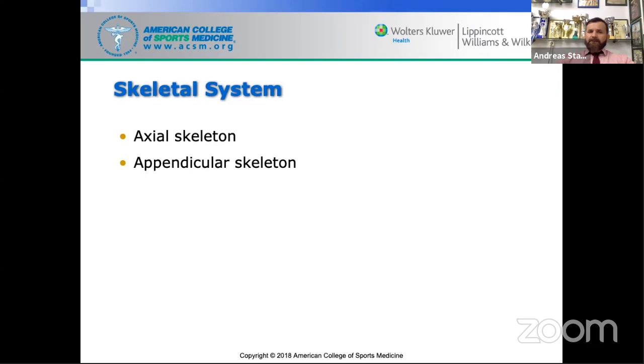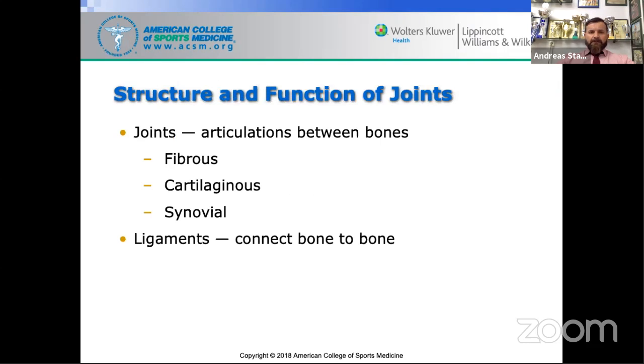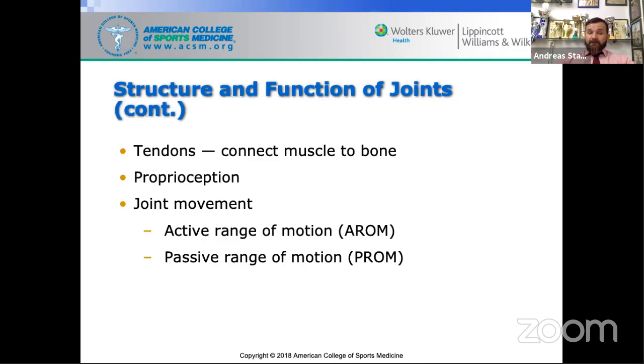The skeletal system, we have already covered it. I'm not going to go over that. The joints, we have already covered them. I hope you remember what anchors the ligaments, what connects a bone to a bone, and what connects the muscle to a bone.